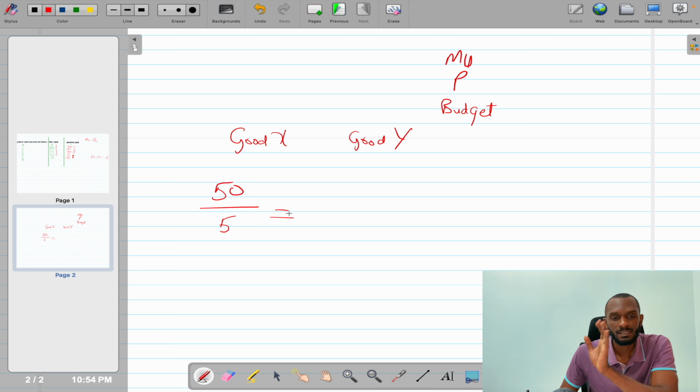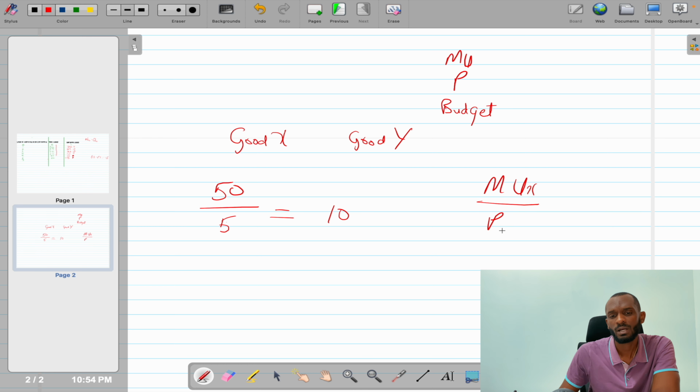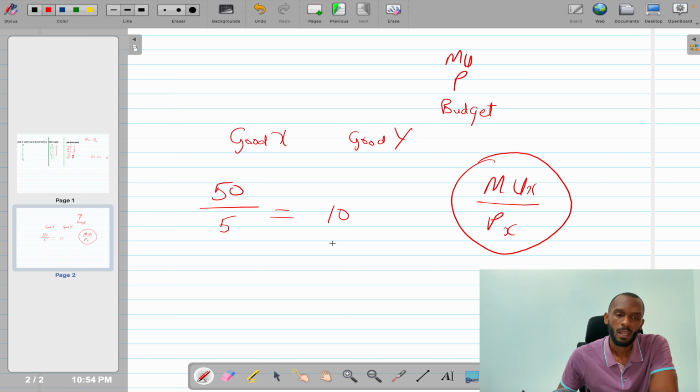What is this MU to price ratio that I'm constructing for you here? The MU to price ratio in this case is 10. And I'll just put this here. The MU of good X over the price of good X is the MU price ratio, right? And what does this tell me?